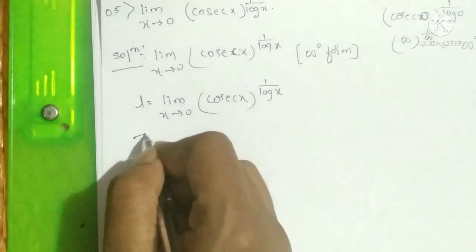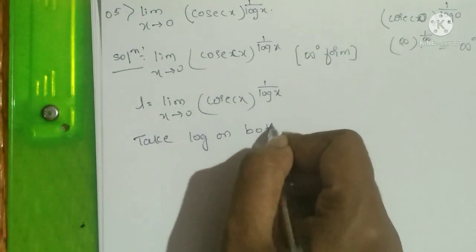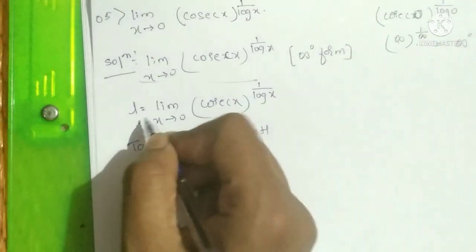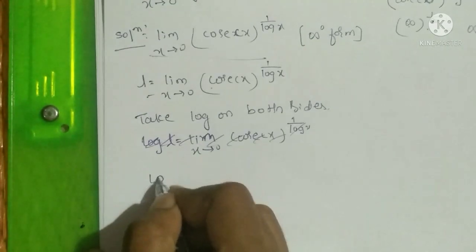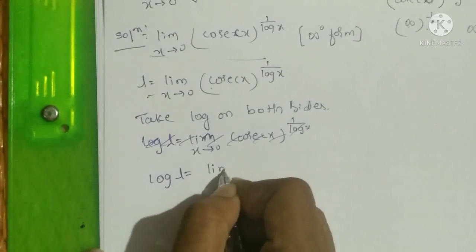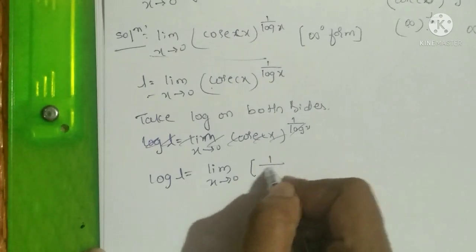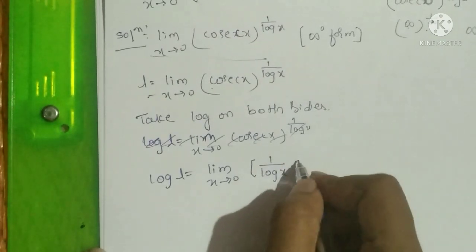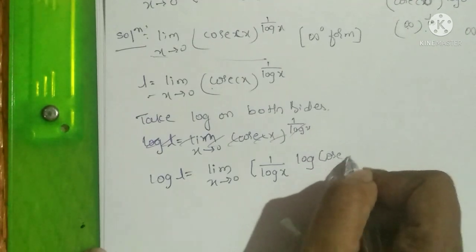After equating, you have to take log on both sides. You have to equate this whole term to L, and after equating to L, take log on both sides. Log L equals limit x tends to 0, 1 divided by log x, since the power gets shifted when you apply log. So it becomes log of cosecant x.